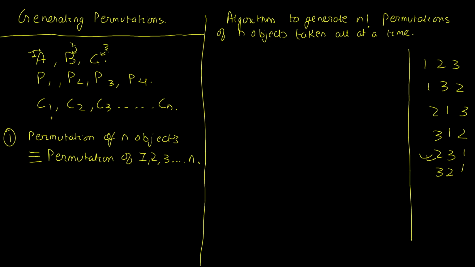And in general, for any set of n elements, I could assign each element uniquely to a number from 1 to n. And therefore, the problem of generating the permutations of n objects is the same as generating the permutations of 1 to n. So the fact that this works is established. I hope you can agree with that. But then why is it useful?